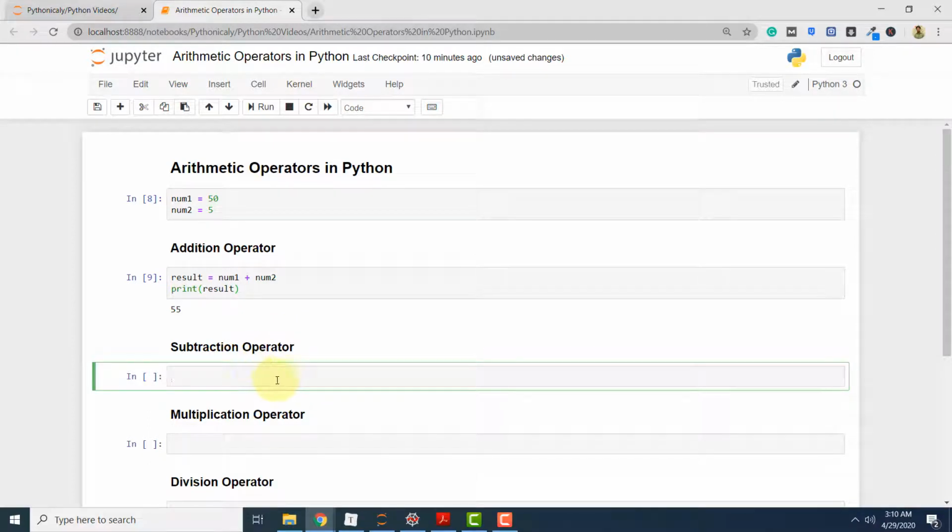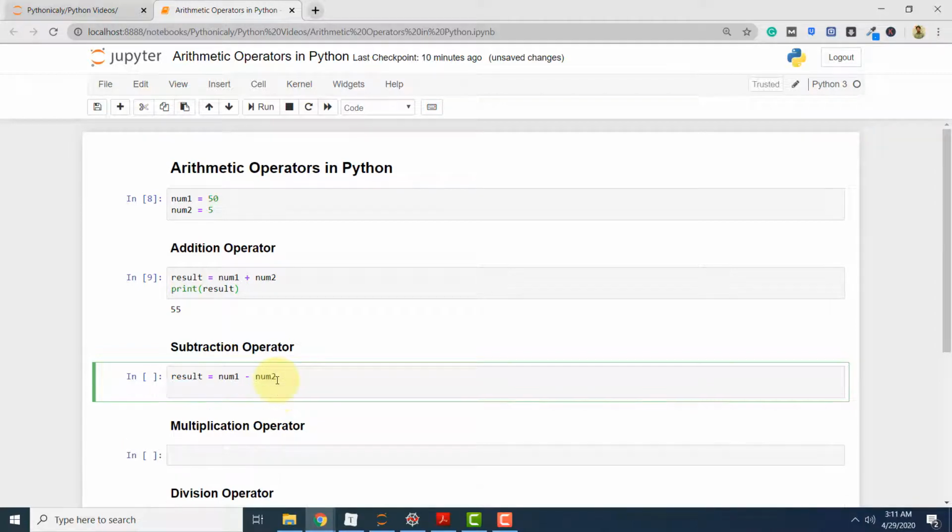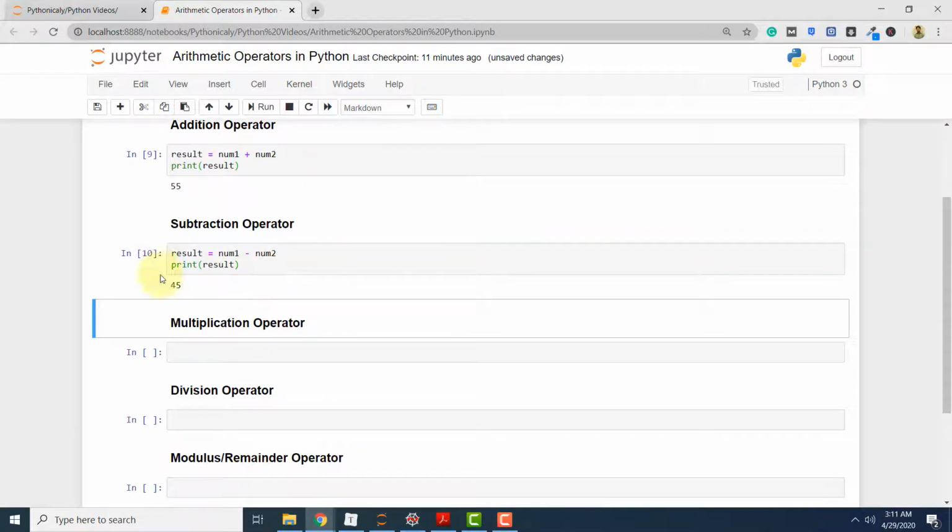The next operator that we are going to study is the subtraction operator. Subtraction operator is basically used to subtract two numbers. So result is equal to num1 minus num2. The sign used for subtraction operator is minus. And then again if you print the result, it should be 50 minus 5 is equal to 45, I think. Yes.